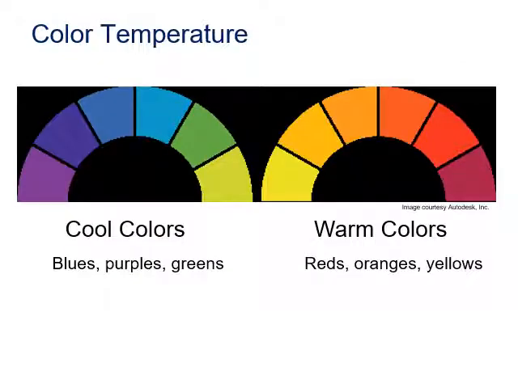There are two color temperatures. Cool colors tend to be ones associated with winter or ice. Blue, green, purple. Warmer colors tend to be those associated with fire. Red, orange, yellow.